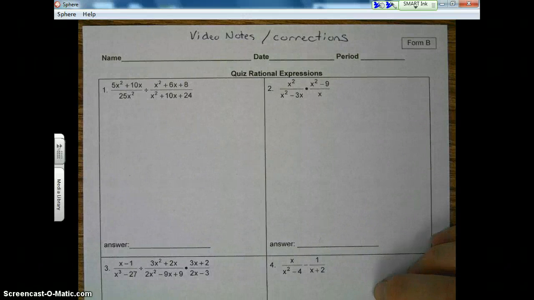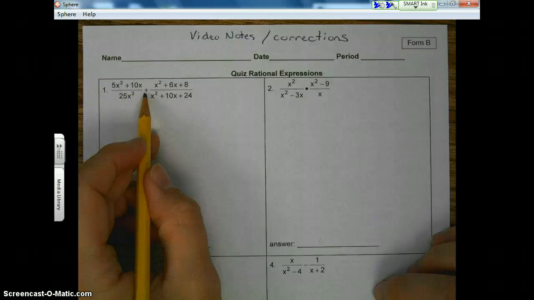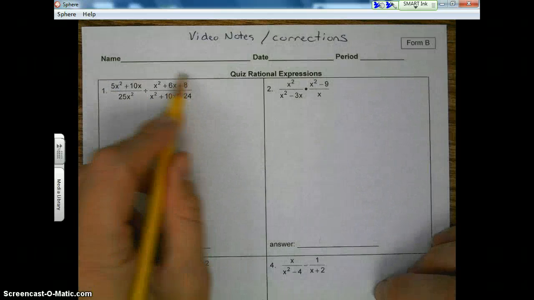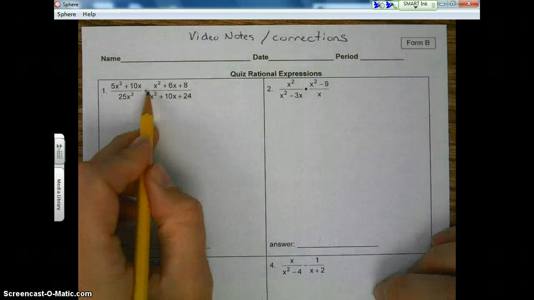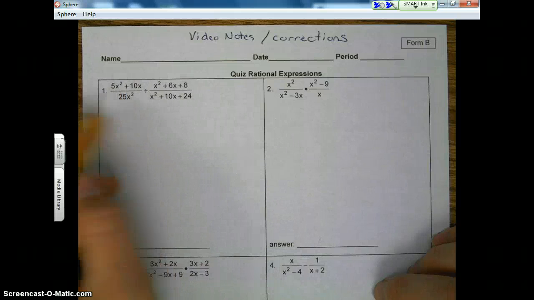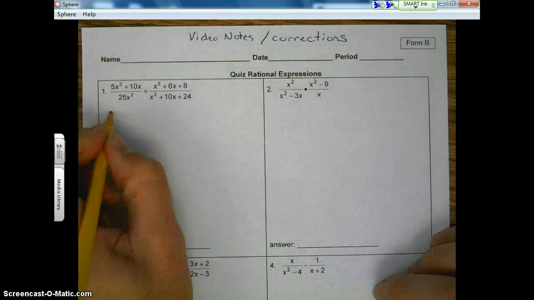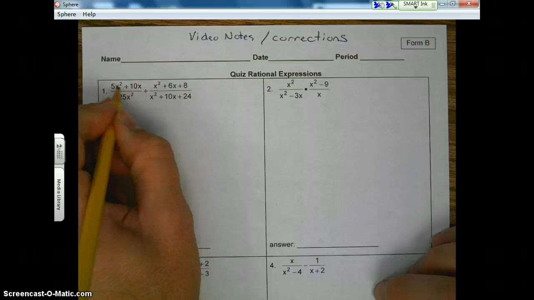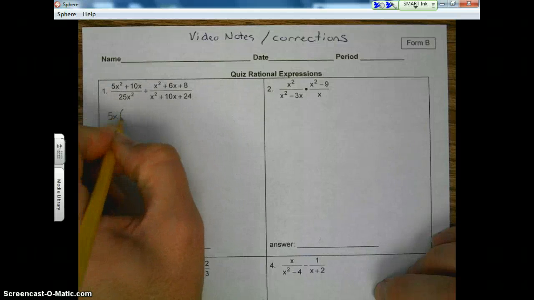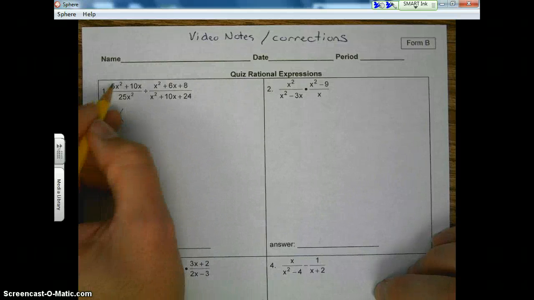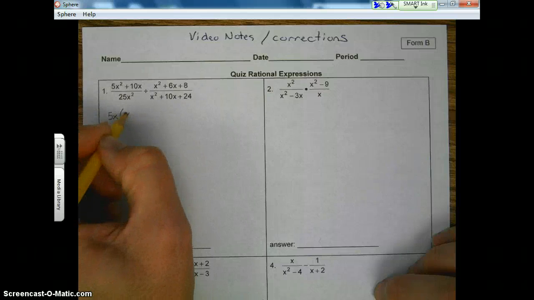Okay, we got Form B, quiz corrections, starting off with number 1. It's a division problem, so I'm going to go ahead and start. You're going to factor everything. On a division and multiplication, factor everything. So I'm going to start off by factoring out a 5 and an x. Okay, so factoring out a 5x, we get x plus 2.